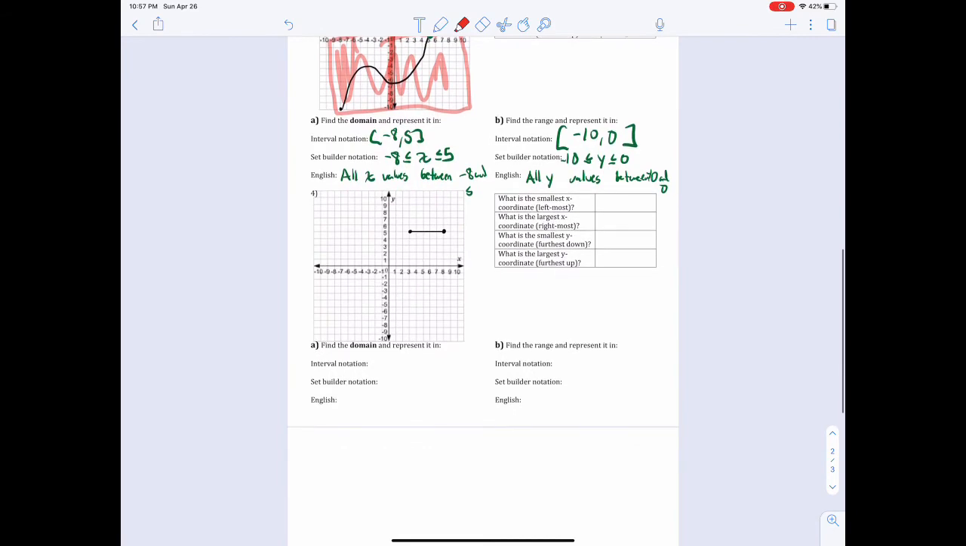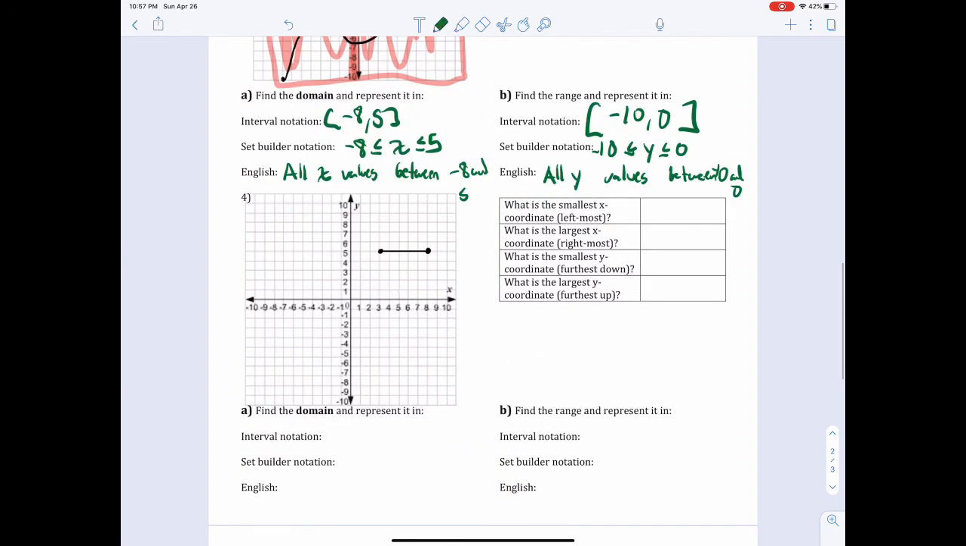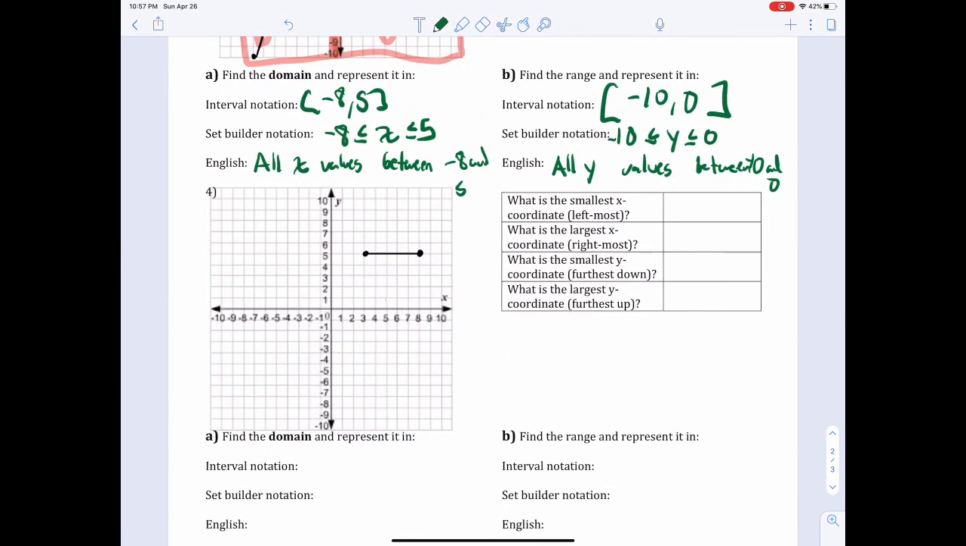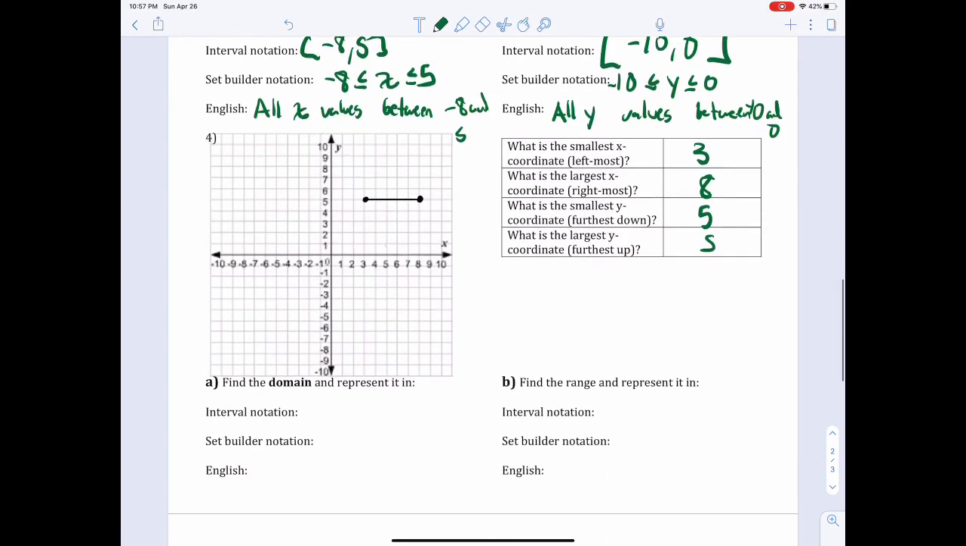And the final one, a little tricky here. Take a look at that one. The smallest x is 3. The greatest x is 8. And then these are both just 5. The furthest up and furthest down are the same. So the domain is going to be 3 to 8. And you get the idea. All x values between 3 and 8.